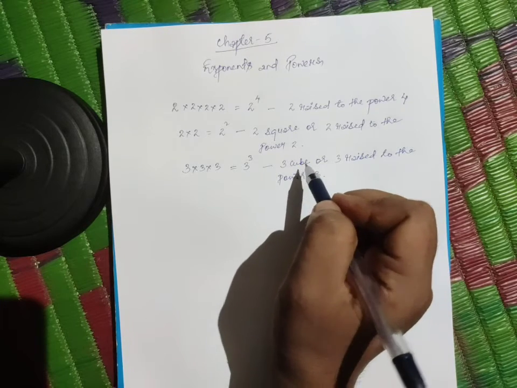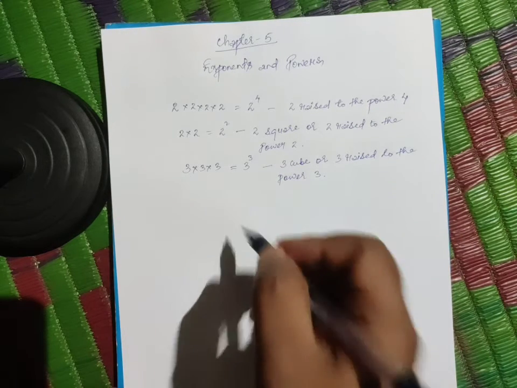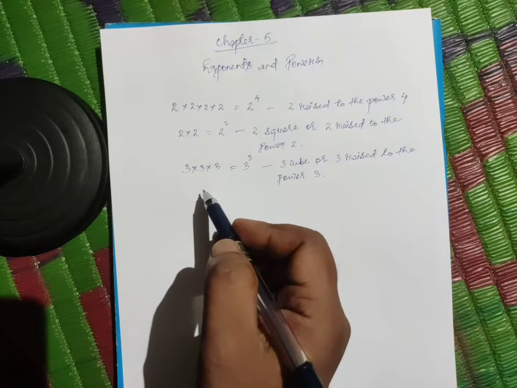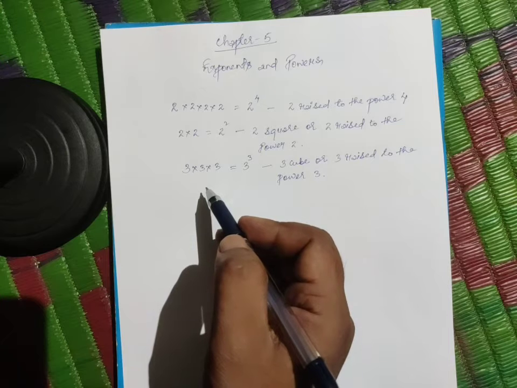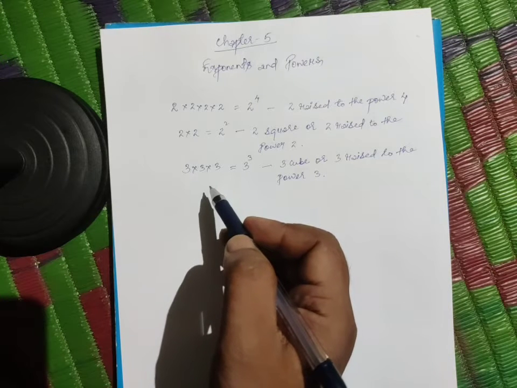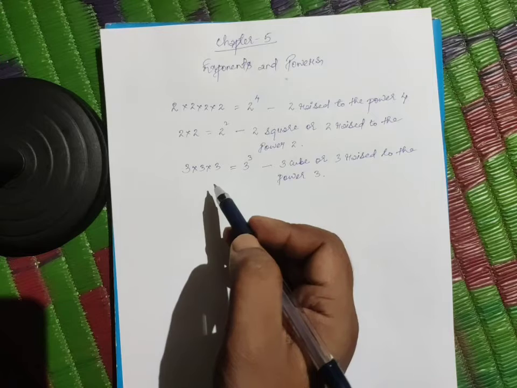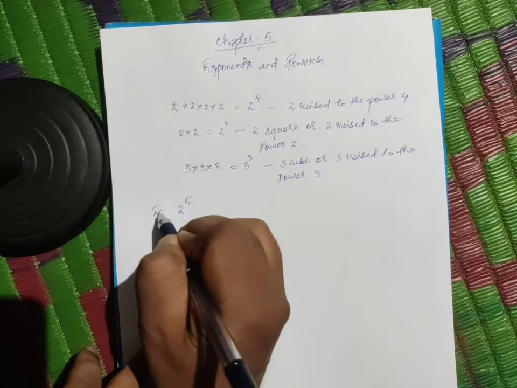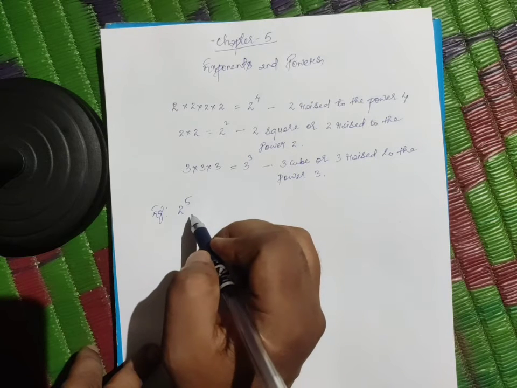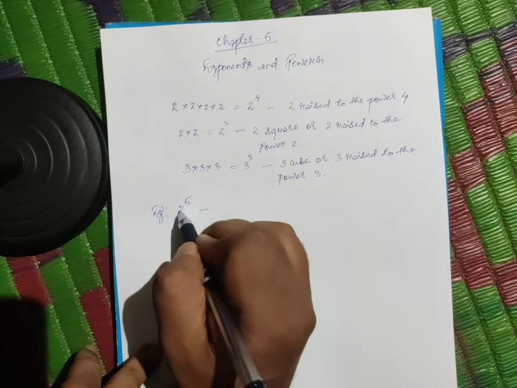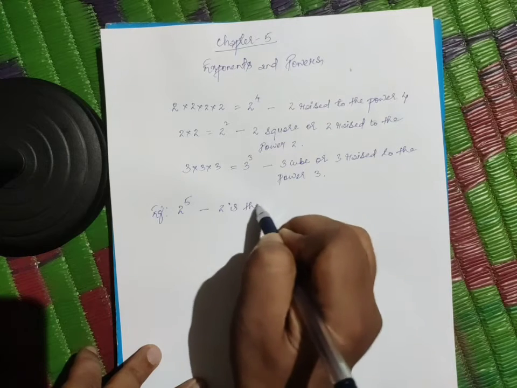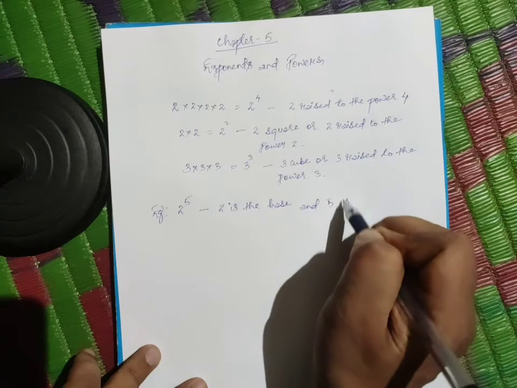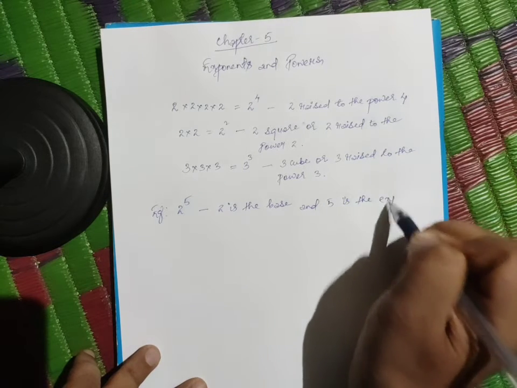Now in the exponential form, the number which is repeatedly multiplied is called the base, and the number of times it is repeated is called the exponent or index or power. For example, let us take 2 to the power 5. So here this 2 is the base and 5 is the exponent.